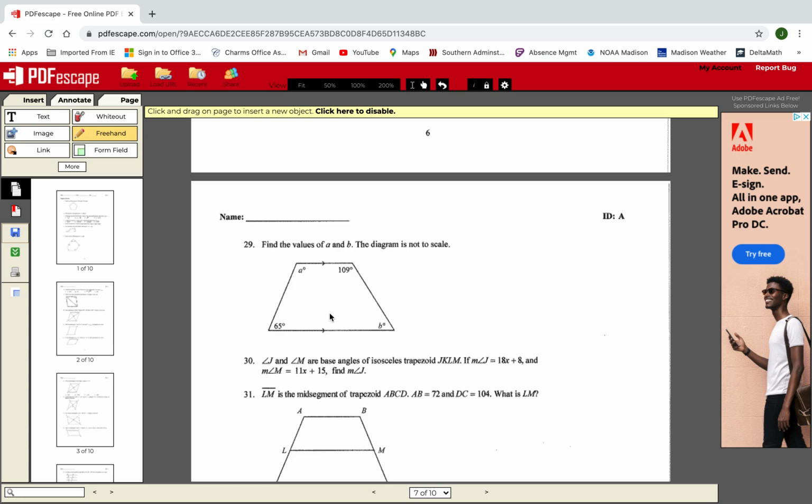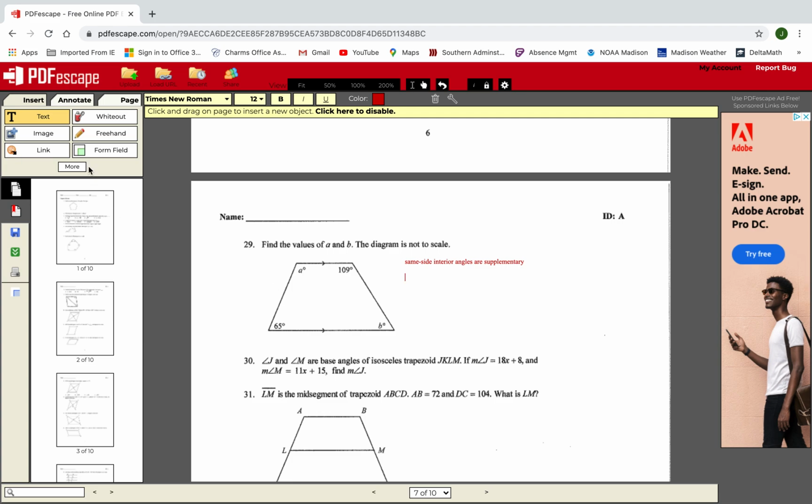29 is what kind of figure? Trapezoid. We see a pair of parallel sides. In any trapezoid, same side interior angles are supplementary. I'm going to make a note of that. Making a note on 29 that same side interior angles are supplementary. I'm going to use that concept for each one of these.